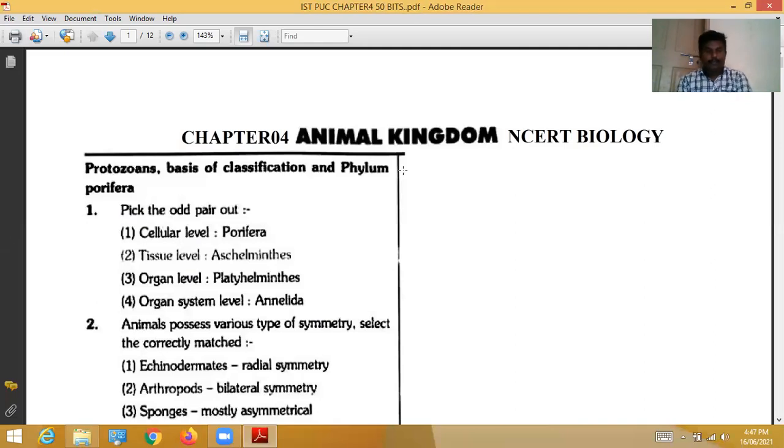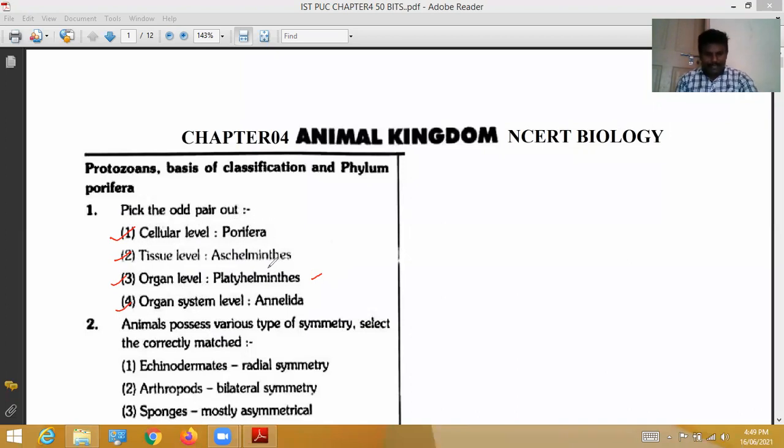See here, pick the odd pair out. Option 1, cellular level, Porifera. Option 2, tissue level, Aschelminthes. Option 3, organ level, Platyhelminthes. Option 4, organ system level, Annelida. Pick the odd pair out.